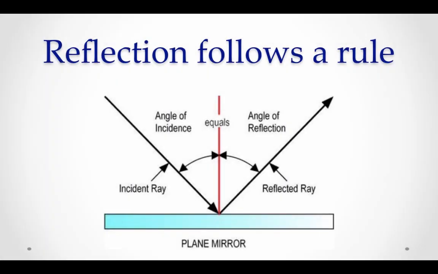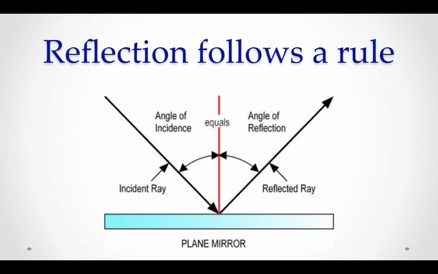Well, first let's take a look at the rule that reflection follows. It follows a really specific rule. It's very simple. When light hits a surface, it comes in at what's known as the incident ray, and it hits the surface of the object, and then it bounces. It bounces away from that object. That's reflection. And it just so happens that it follows the rule of reflection, which says that the angle of incidence equals the angle of reflection.